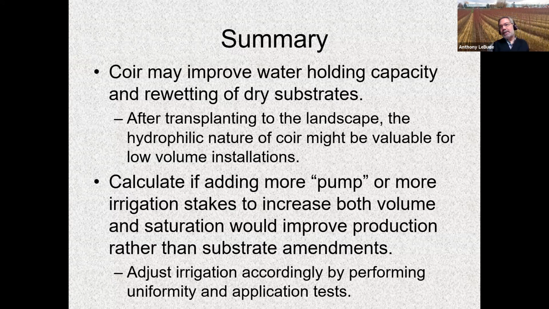Like, those things might be more important to spend money on than buying a substrate amendment and sticking it in your pine bark, and adjusting the irrigation accordingly. So, we always have to get our ducks in a row before we do something else. Either way, though, if you add 20% coir into production, you may get improved growth.